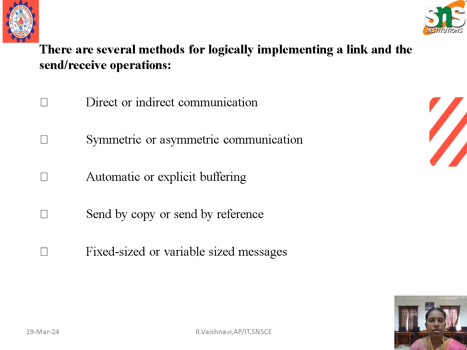Next, we have several methods for logically implementing a link and the send and receive operations. That is, we have five methods. First one, direct or indirect communication. Second one, symmetric or asymmetric communication. Third one, automatic or explicit buffering. Fourth one, send by copy or send by reference. Fifth one, fixed-size or variable-sized messages.